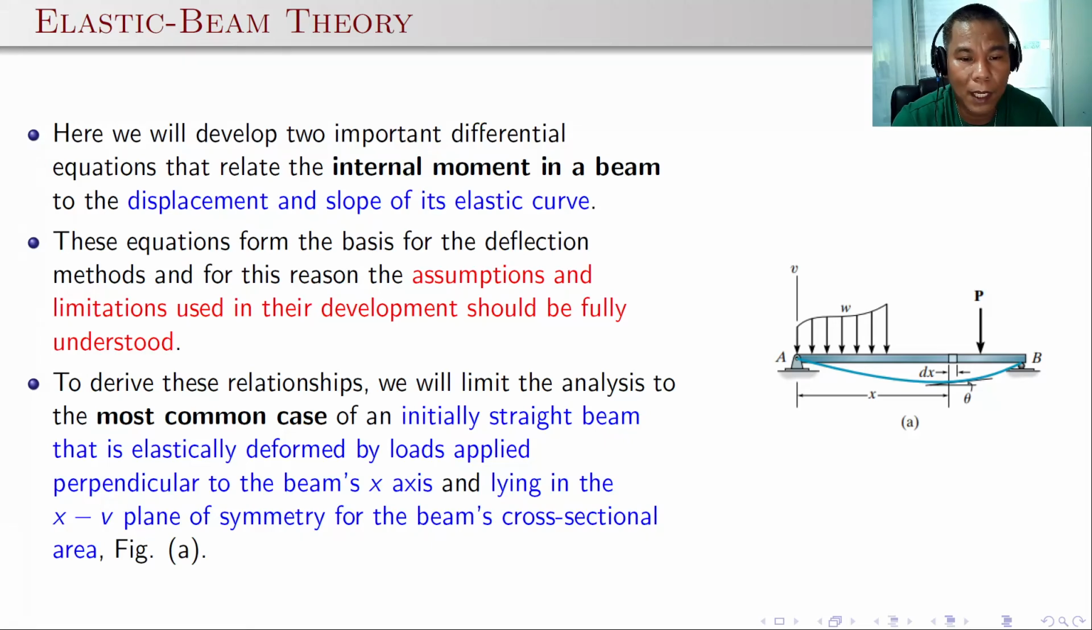To derive these relationships, we will limit the analysis to the most common case, that is an initially straight beam that is elastically deformed by loads applied perpendicular to the beam's x-axis and lying in the xv plane of symmetry for the beam's cross-sectional area. Here, instead of using the y-axis, we use the v-axis. So it's not really a big deal. You can use whatever notation that we have. We just assume that along the longitudinal axis of the member, it should be x-axis, and the perpendicular axis is v. You can use y if you want.